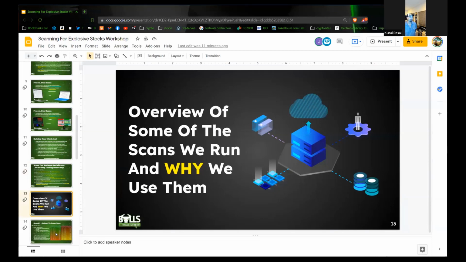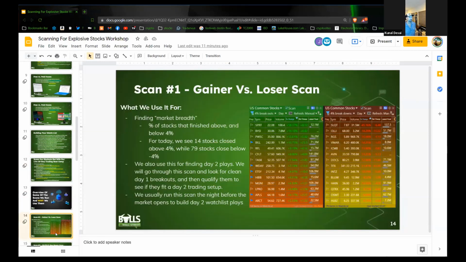Good. Now, on the other side of things, when we're looking at these different scans, like top gainers versus top losers, there's other ways to use these things beyond just finding trading ideas. Number one, when you're running filters, it helps you find market breadth.